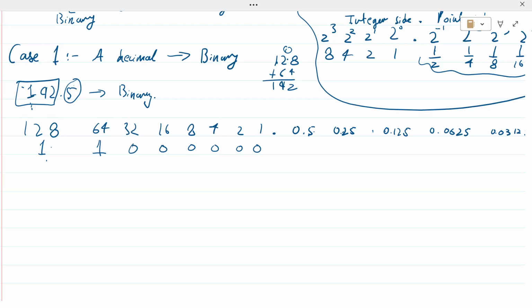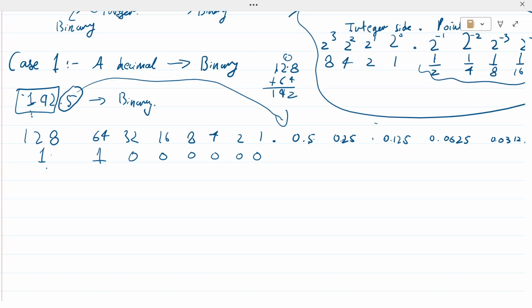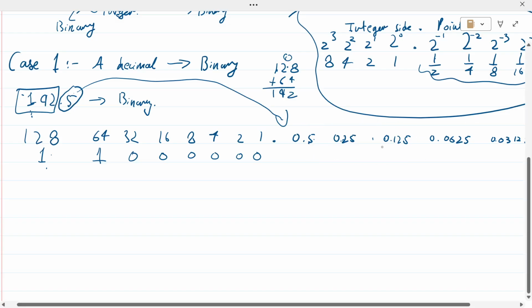Now, how do you get a 0.5 here? I'm sorry, I just circled the 5. I should have circled 0.5. How do you get a 0.5 in here? What numbers out of these do you have to add up to get a 0.5? Obviously, just the 0.5 because this is the smallest value, right?